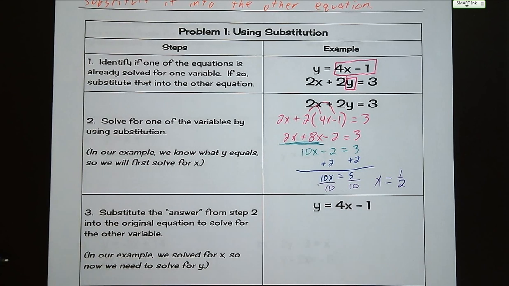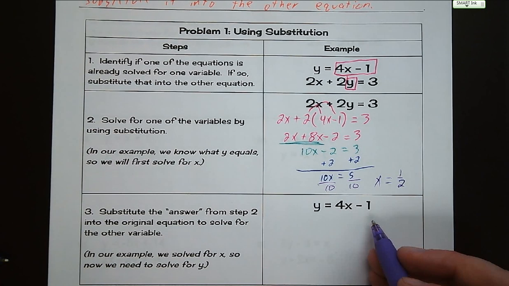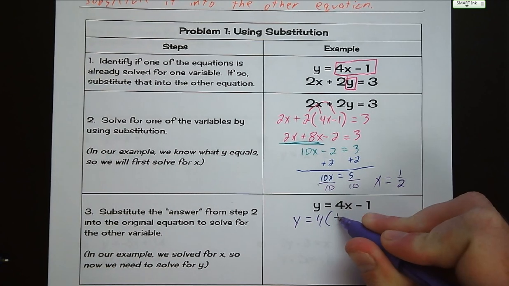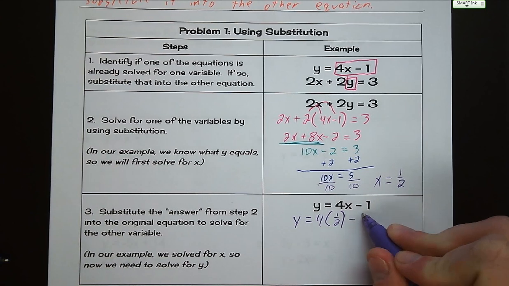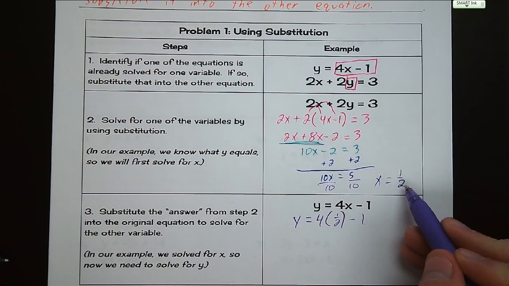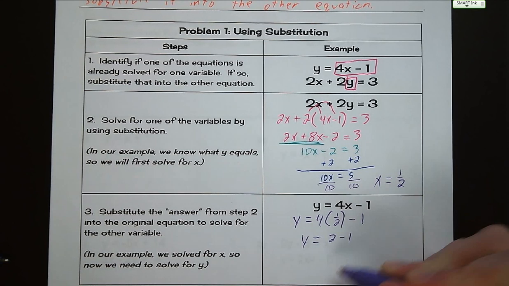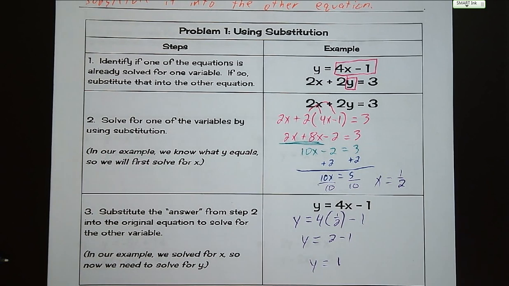All right, so now we need to substitute that into our other equation. So we have y is equal to 4x minus 1. So we say y is equal to 4 times 1/2 minus 1. So we took our x, we plugged it in for x. So y equals 2 minus 1. y is equal to 1. So now we can check our answers to make sure we are correct, and we're going to do that on the next page.